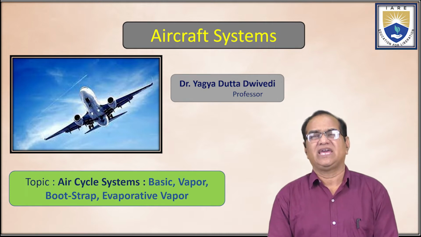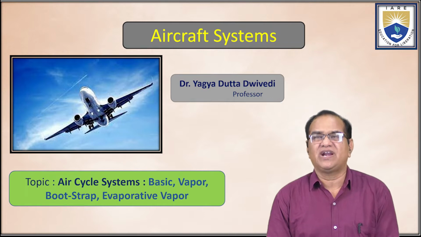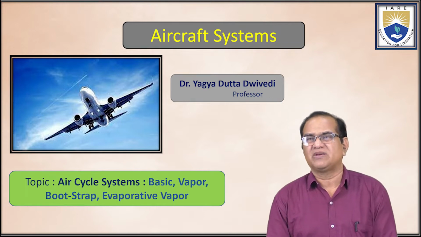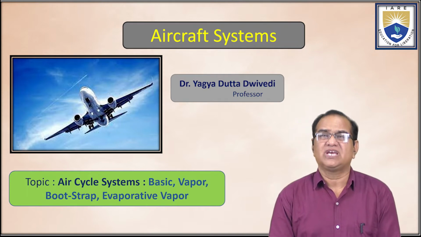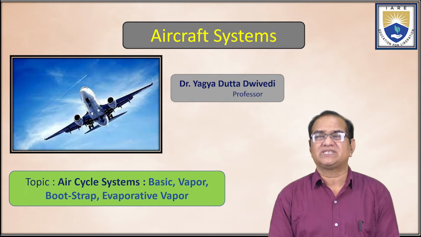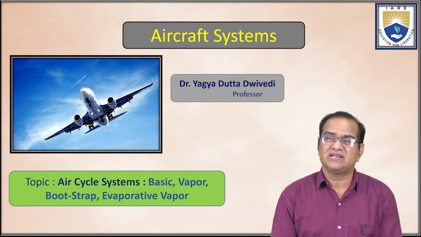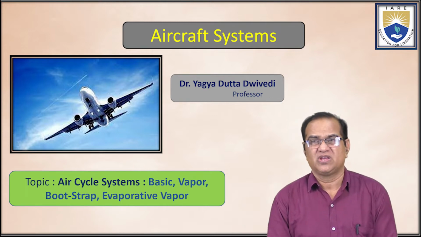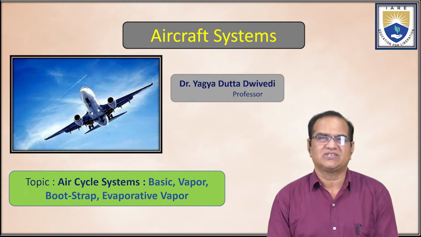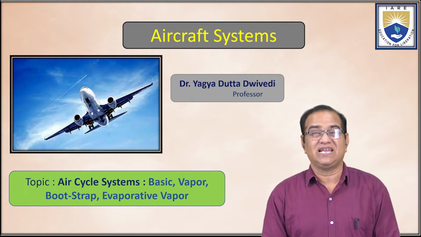You know that the aircraft has a lot of equipments with different power ratings. A few operate with AC, a few by DC. Even among the AC ones, a few equipments operate at different voltages and different frequencies, and other systems operate at different DC voltages also. So we have mostly covered all these things, and now today I am going to start the air cycle.